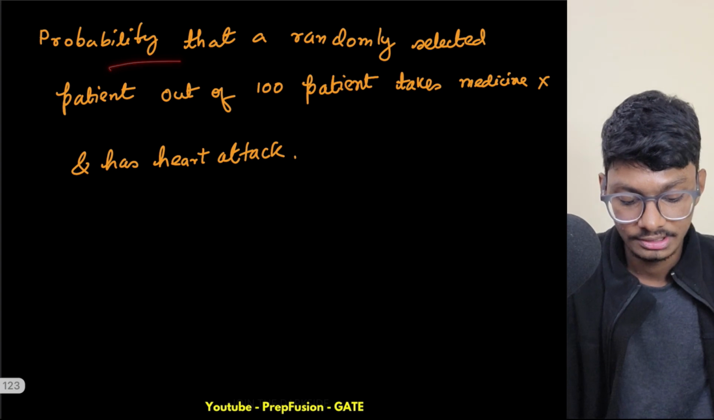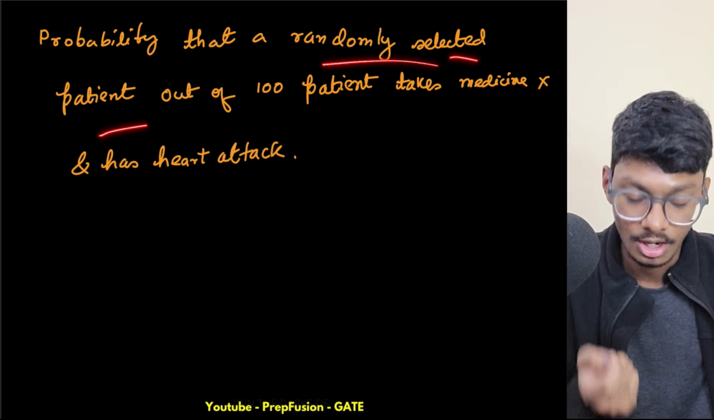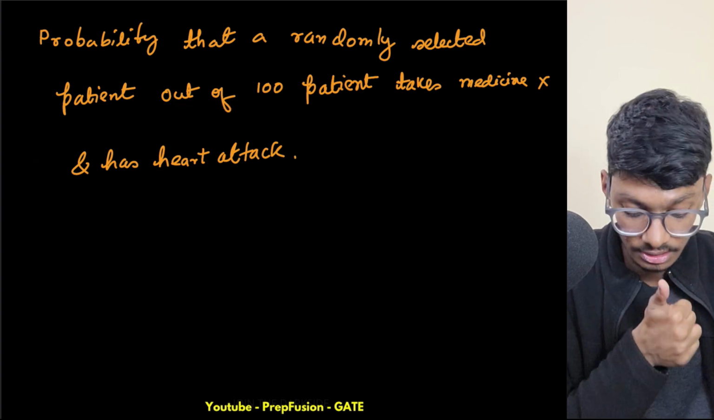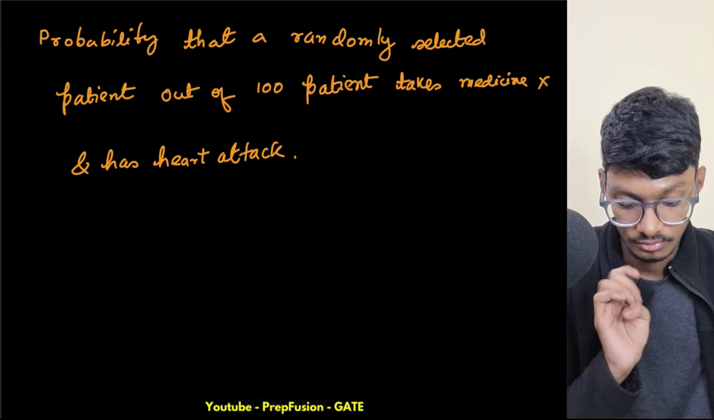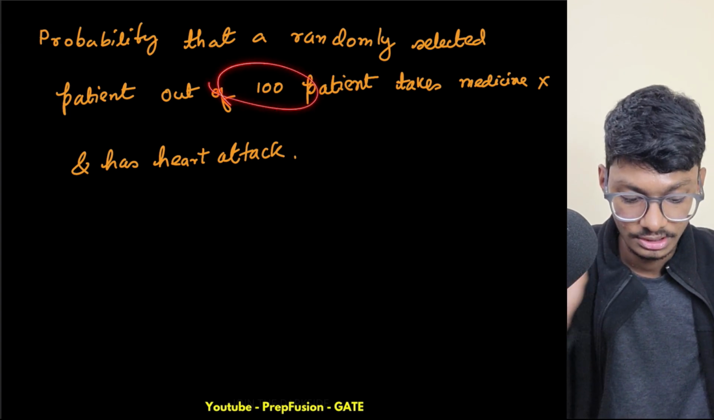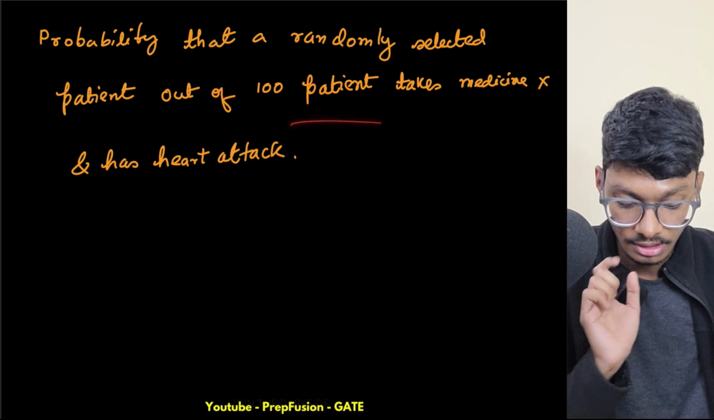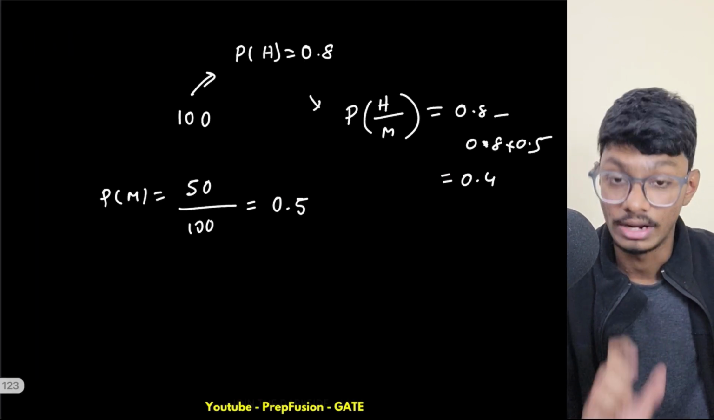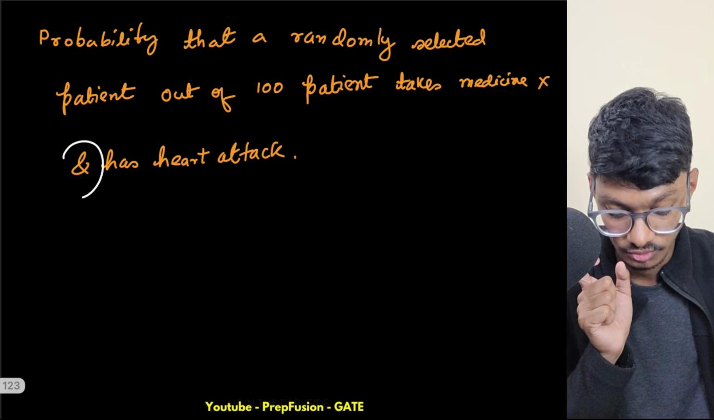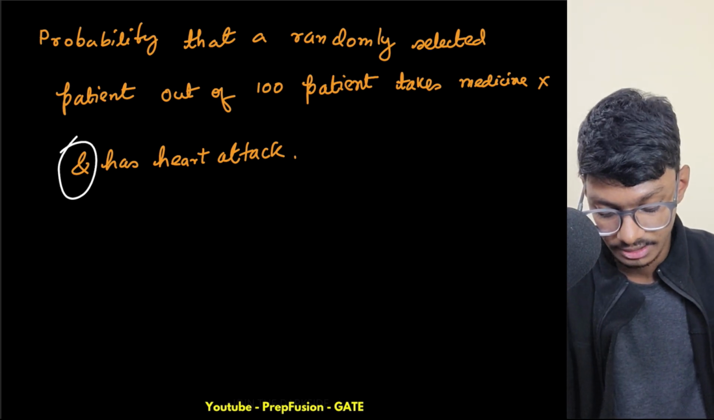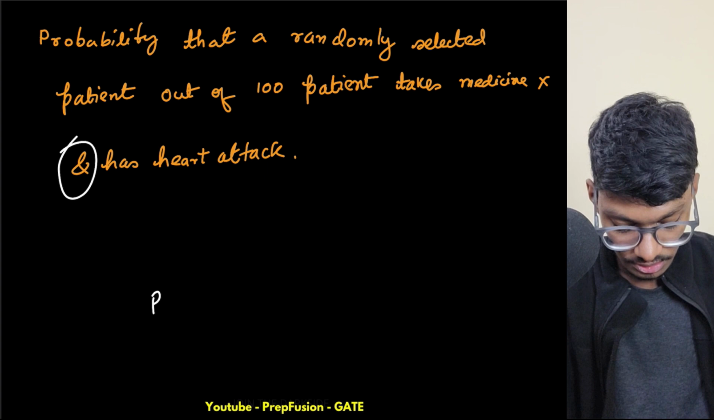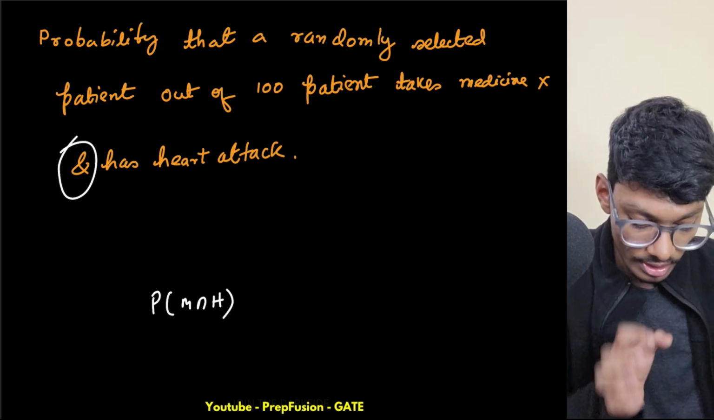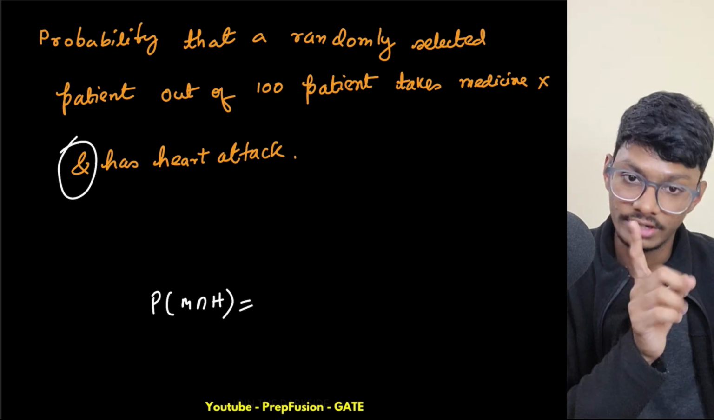Now the probability that a randomly selected patient out of 100 patients takes medicine X and has a heart attack also. Out of all those 100 patients, it is asking us to find the probability that the person has taken medicine X and has a heart attack. Okay, and there is an and over here. So what does this and represent? This and represents intersection. That means probability of M intersection H. Now how can we find M intersection H? We can find it in many ways.